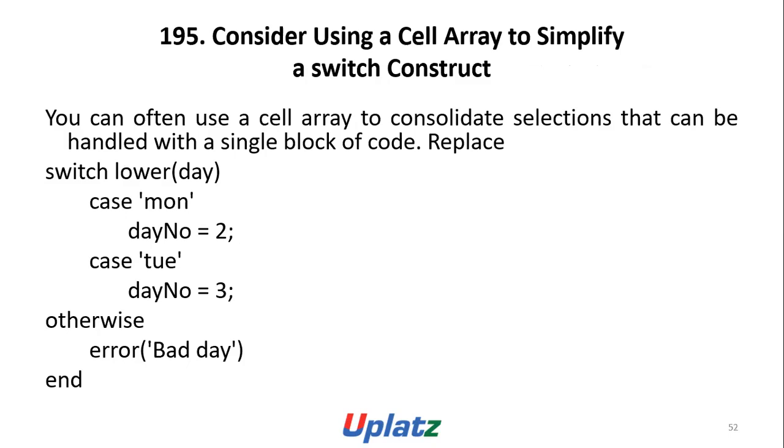Consider using a cell array to simplify a switch construct. You can often use a cell array to consolidate the selections that can be handled with a single block of code. Replace: switch day, case Monday, day number equals 2, case Tuesday, day number equals 3, otherwise error bad day, end.